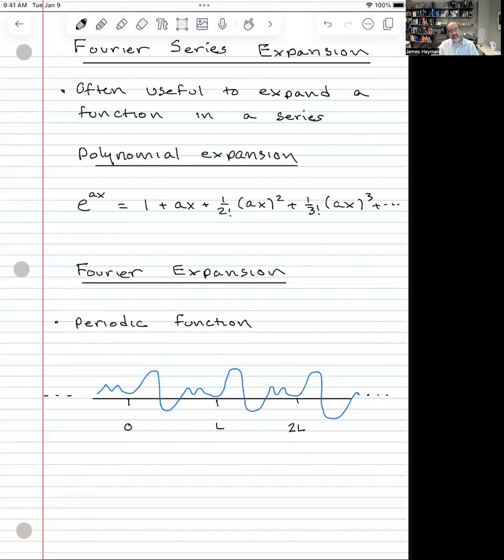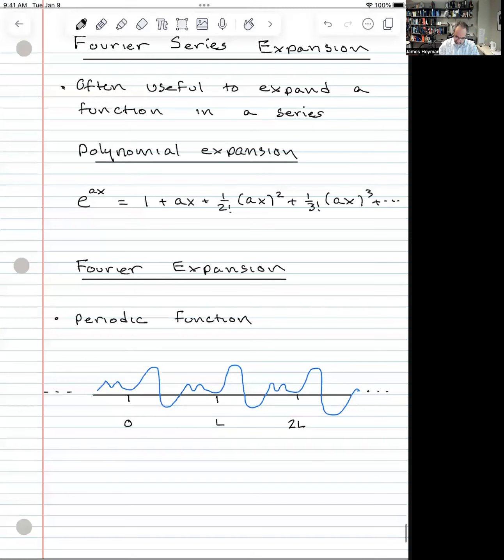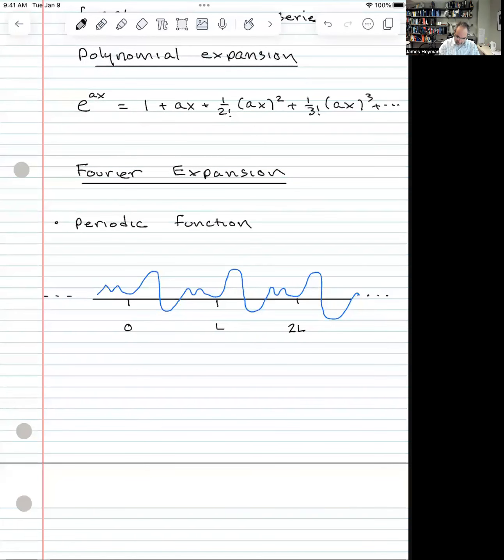And now let's look at the technique we can use to do this. So what we're going to assert is that any function f of x can be expanded as a series of sine and cosine functions. Here, I'll write down the series.